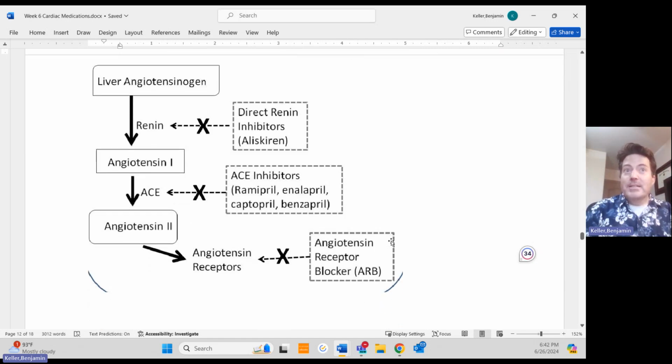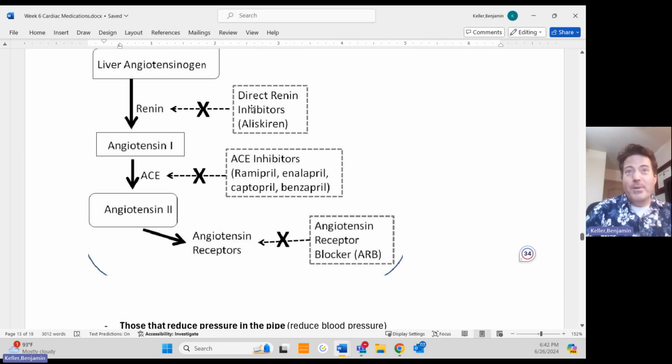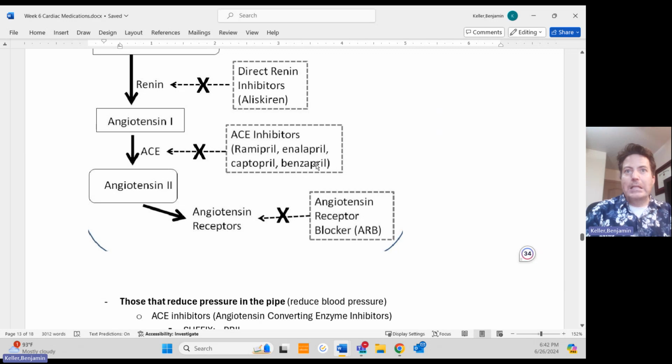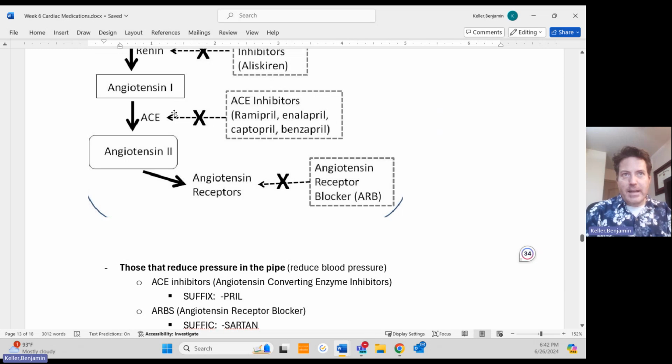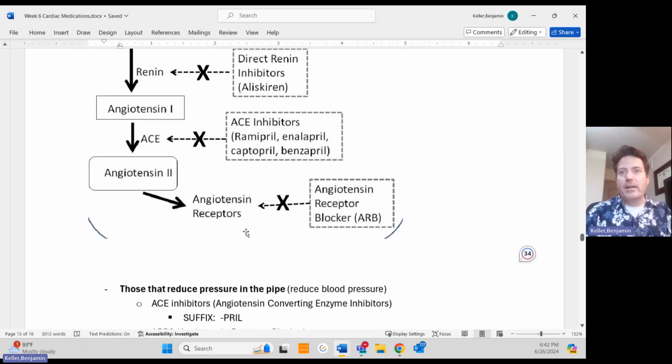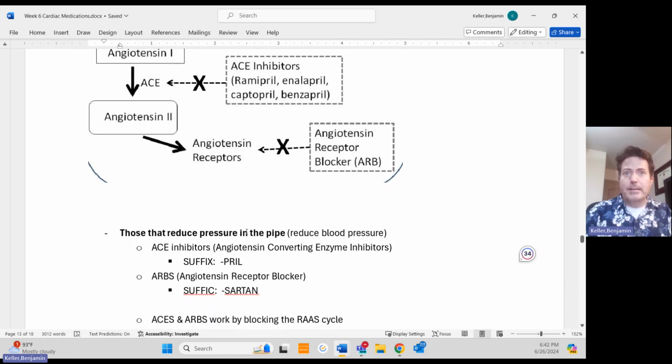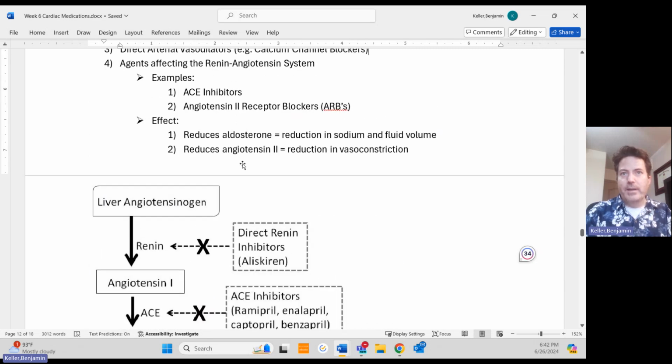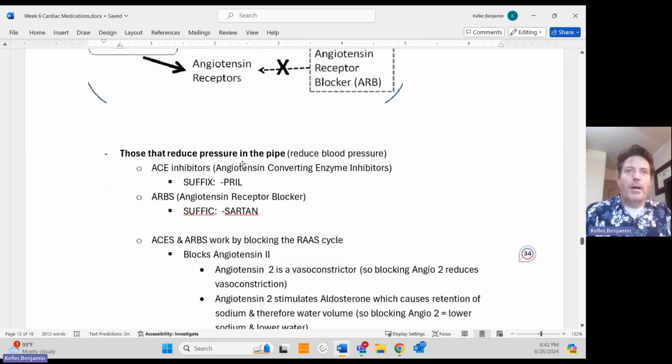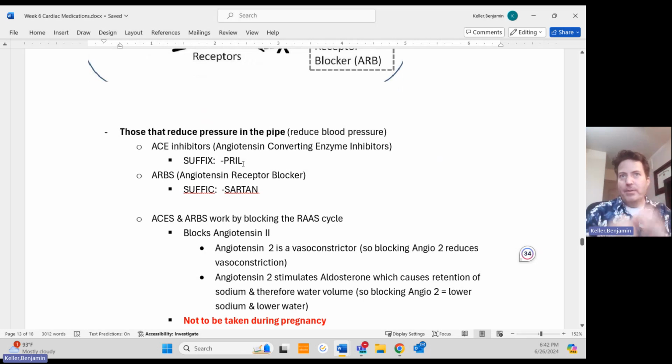Here's the RAS system in general. You can use a direct renin inhibitor. That'll help reduce blood pressure. You can use an ACE inhibitor. Note they end in pril, P-R-I-L, and that blocks ACE, so it stops angiotensin from being able to form angiotensin 2. Then we have an angiotensin receptor blocker, which blocks angiotensin 2. These are actually different medications that all get us to the same thing, which stops the formation of aldosterone and angiotensin 2. So these reduce pressure in the pipe. They reduce blood pressure.